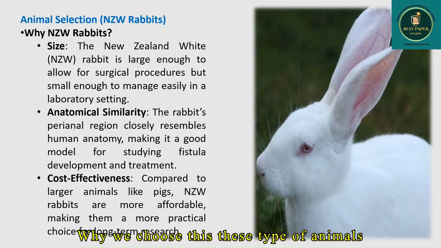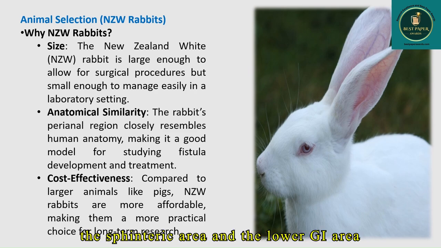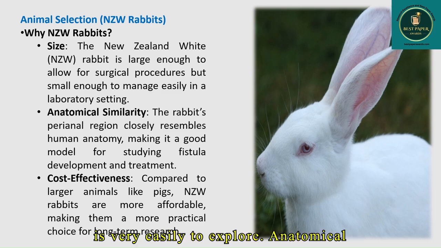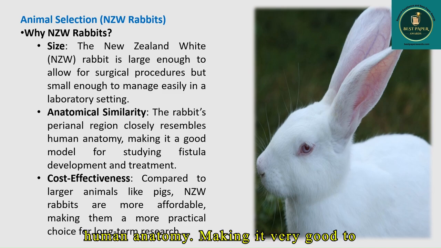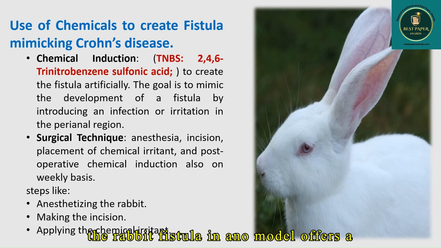Why did we choose this type of animal for our study? The anatomical position, the sphincteric area and the lower GI area are very easy to explore. The perianal region closely resembles human anatomy, making it very good for induction of fistula in ano. The cost factor is also favorable, and the handling of these animals is convenient. Overall, the establishment of the rabbit fistula in ano model offers a promising platform for further research into anal fistula.